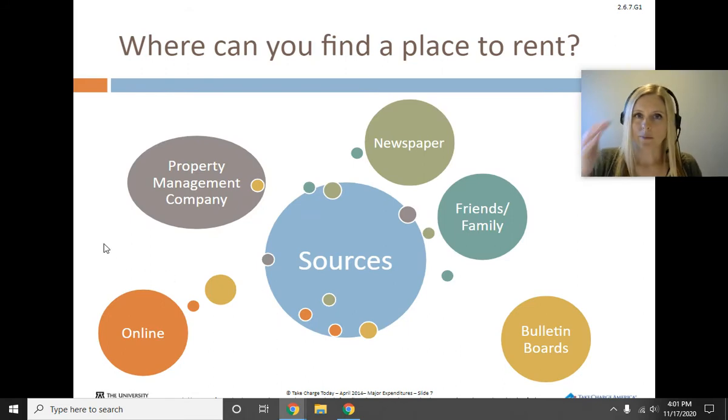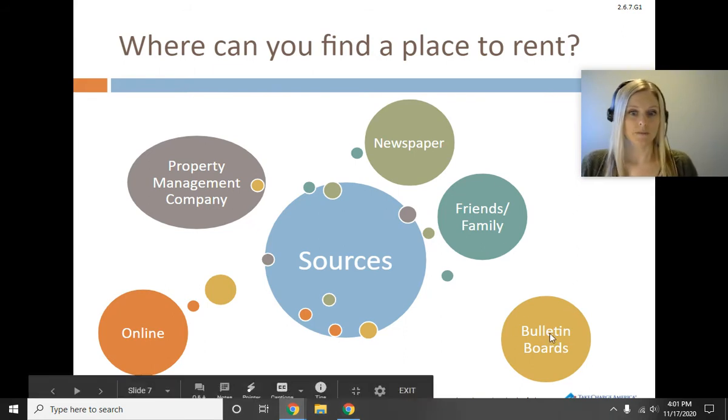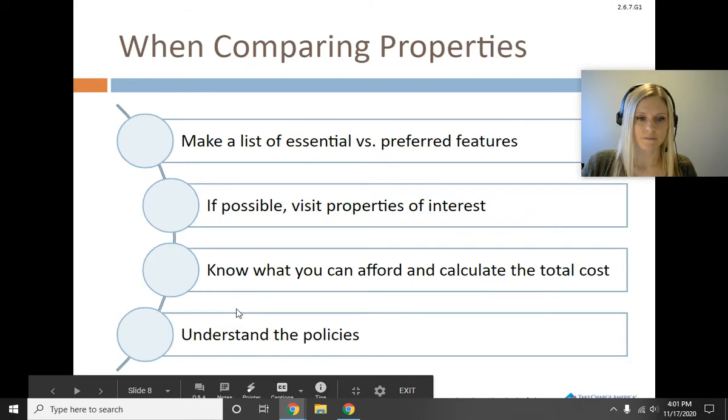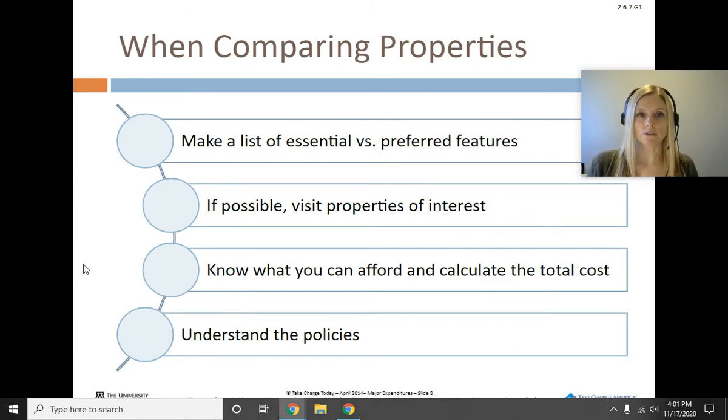You can find out about places to rent from several locations. A property management company is a good one to start with. Sometimes there are ads in the newspaper, especially if somebody, just an average person, owns a property and wants to advertise. You might find some things from your friends and family, bulletin boards if we're in 1990 still, or online boards.